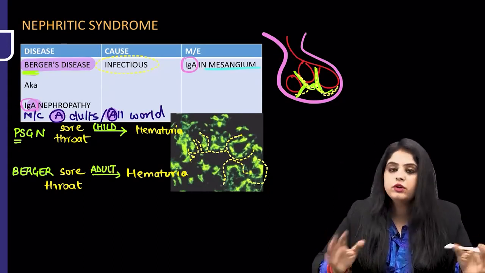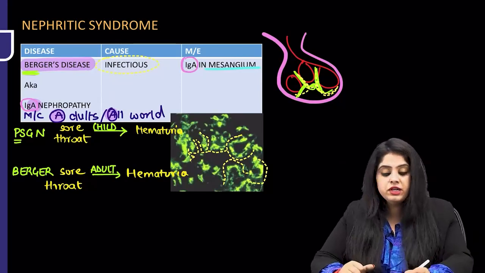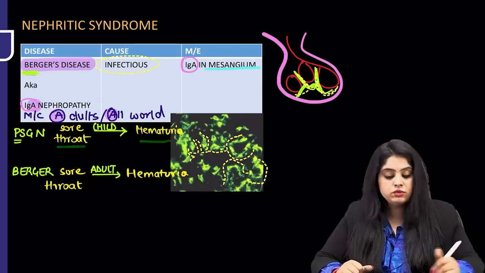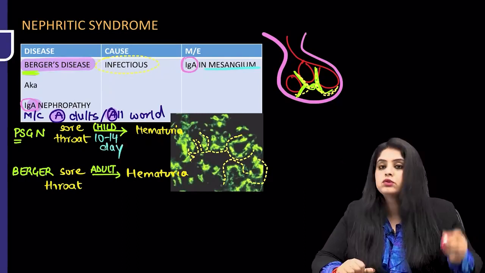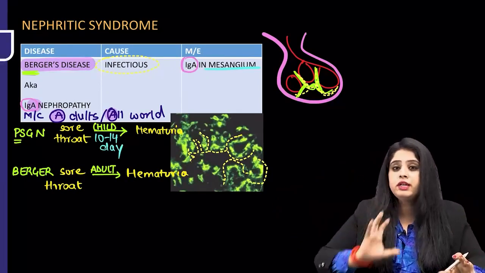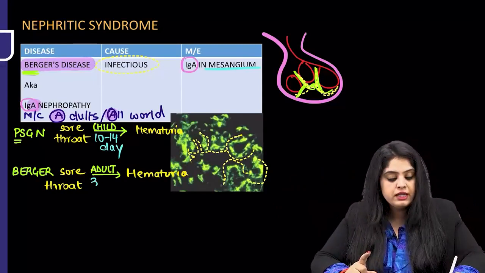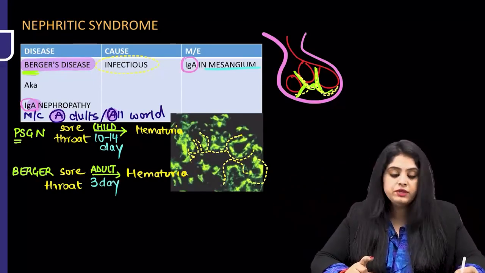You'll say, ma'am, the age was not given in the exam. Then how do I differentiate? You look at the duration between these two things. If it took 10 to 14 days to occur from sore throat to cola color urine, 10 to 14 days have been written, it is PSGN. If a very quick history of 3 days was written, then it is Berger's.